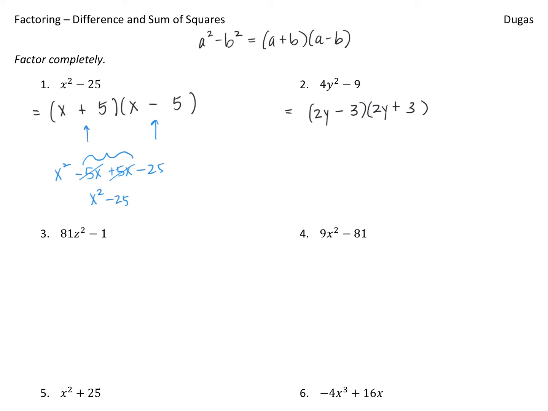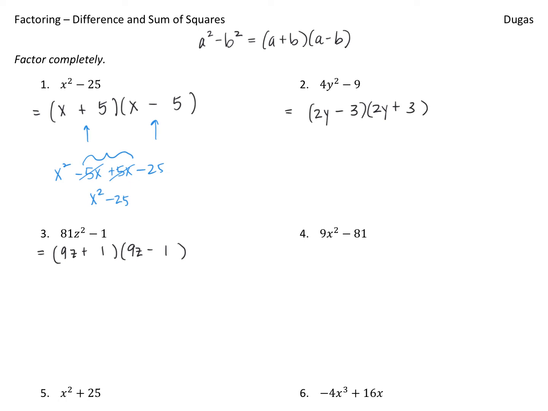All right, number 3, 81z squared minus 1. It is two terms, so check. It's a subtraction, check. 81 is a perfect square, yeah, because the square root is 9. 1 is a perfect square, yeah, the square root is 1. So difference of squares. So 81z squared will break into 9z and 9z, one plus and one minus, and then the square root of 1 is 1, so 1 and 1. That's it.